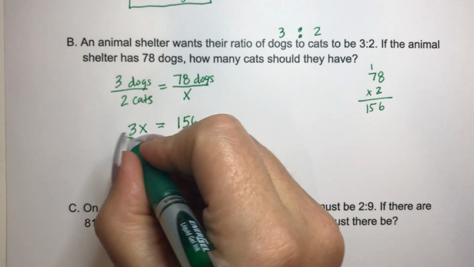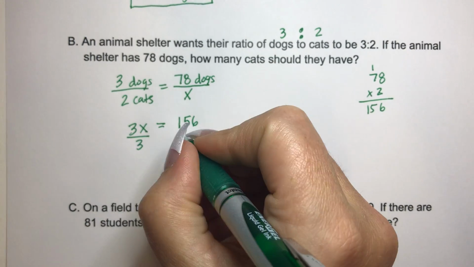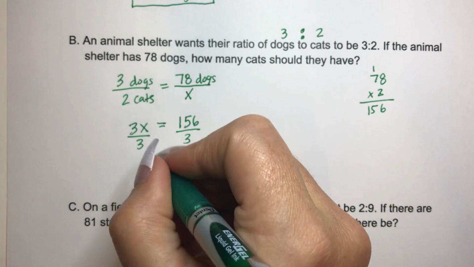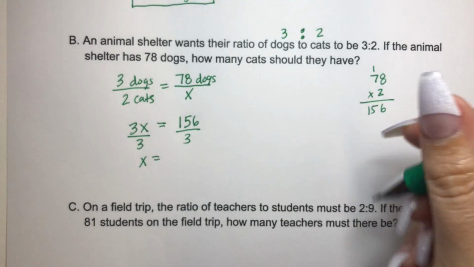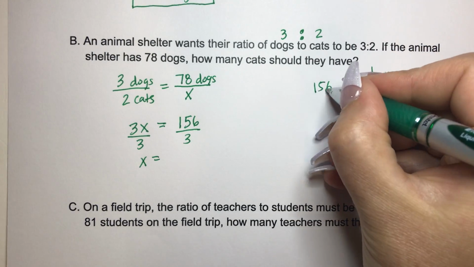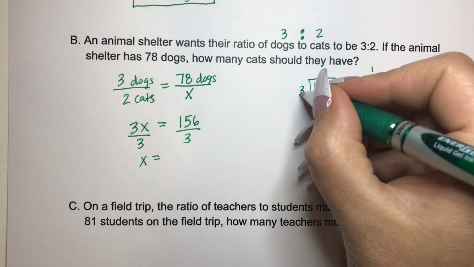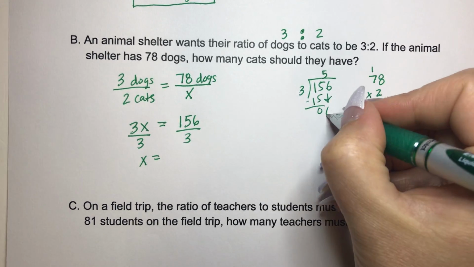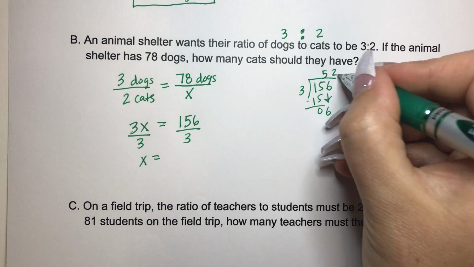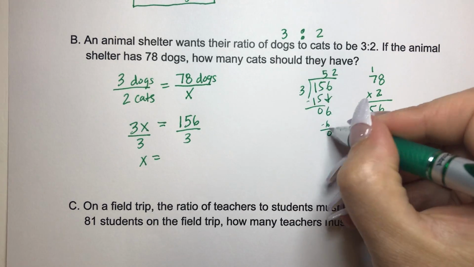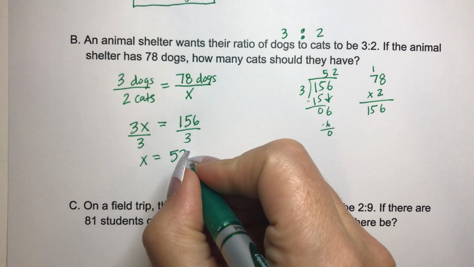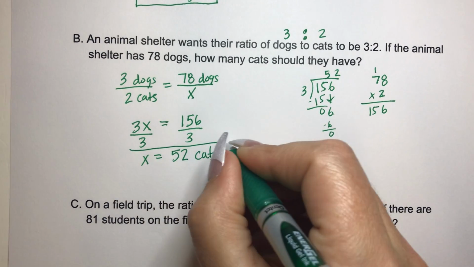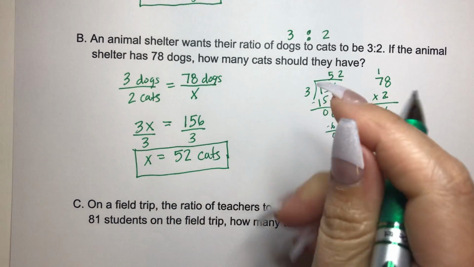This is multiplication, so we do the inverse operation of multiplication, which is division. We're going to divide both sides by 3. 3 divided by 3 is 1. 1 times X is just X. Then we need to figure out what 156 divided by 3 is. 3 goes into 15 5 times. 5 times 3 is 15. Drop that down. 3 goes into 6 2 times. 2 times 3 is 6. No remainder. So 52. So 52 cats is our answer.